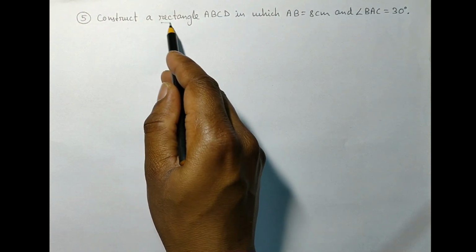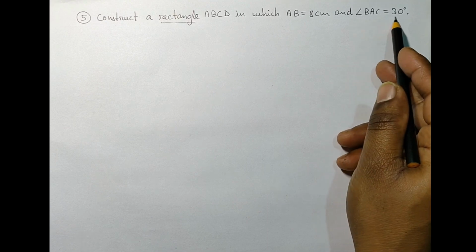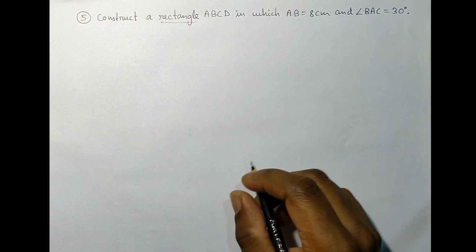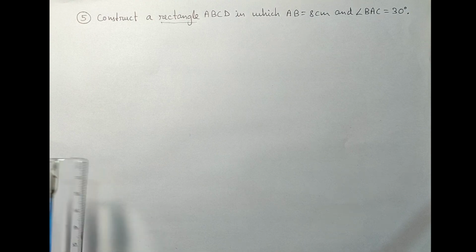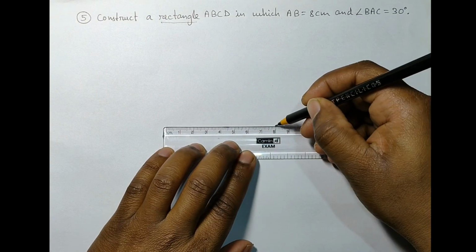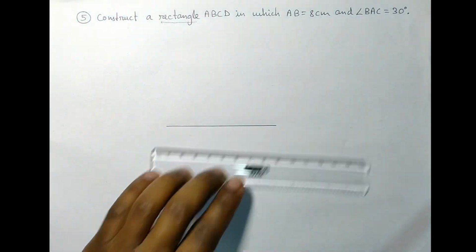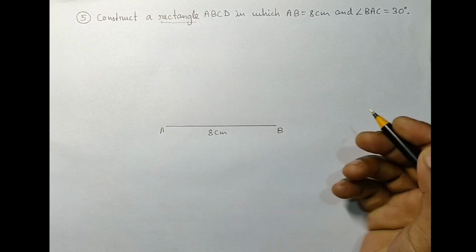Construct a rectangle ABCD in which AB is equal to 8 cm and angle BAC is equal to 30 degrees. Before we can construct a rectangle, we need a base. So let's take a ruler and pencil and draw 8 cm as the base, which is given to be AB.